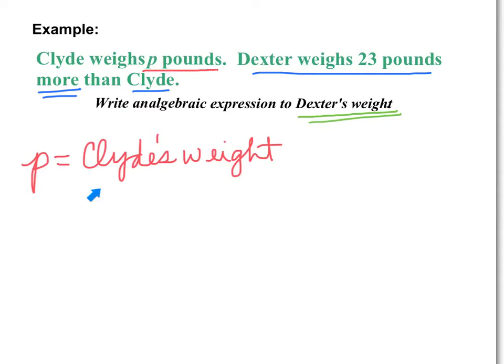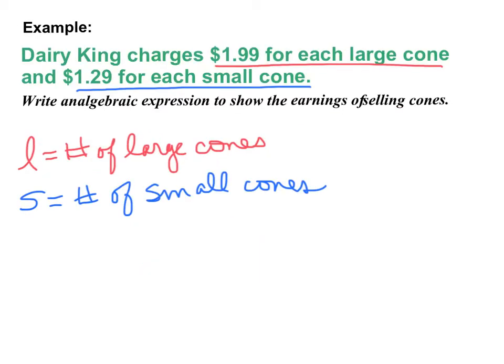But P represents Clyde's weight. And we know for a fact that Dexter weighs 23 pounds more than Clyde. So Dexter is going to weigh 23 pounds more than Clyde. And again, here's Clyde right here. So his is Clyde's plus 23 pounds more. This represents Dexter's weight.